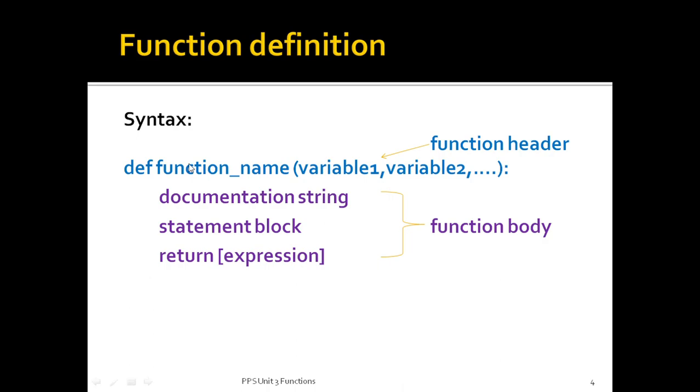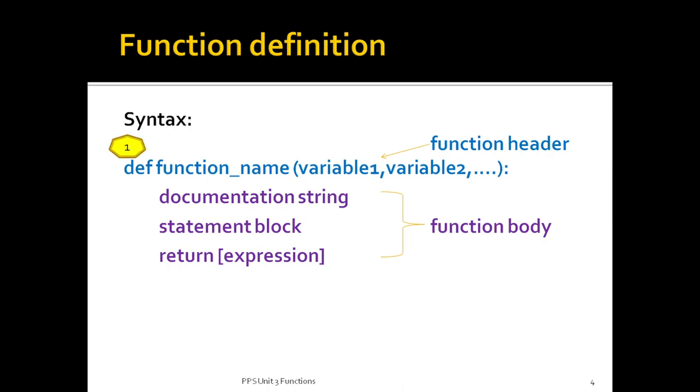Let's see function definition. Defining a function means specifying its name and the parameters that are expected and the set of instructions. When a function is defined, space is allocated for the function in the memory. A function definition contains two parts. First one is function header, as you can see, and function body. So to define a function, seven important terms are there.